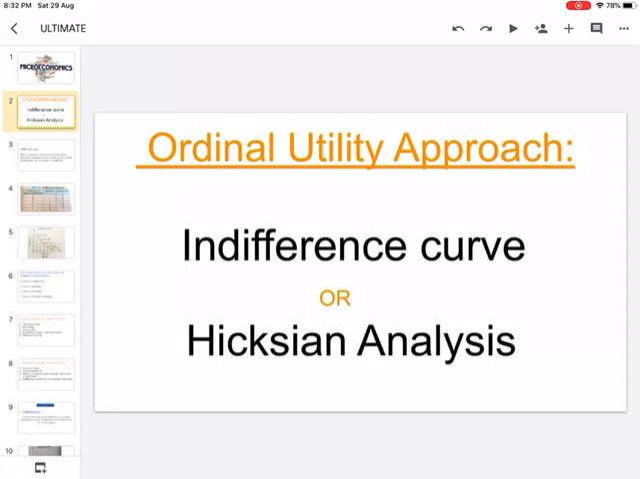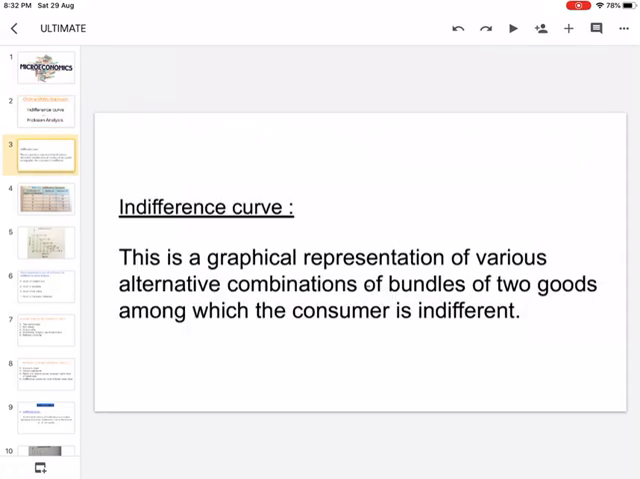Okay, so this is basically the ordinal utility approach to consumers' equilibrium, that is, looking at consumers' satisfaction in terms of ranking or preferences. And in the ordinal utility approach, the instrument that we use to arrive at consumers' equilibrium is known as the indifference curve. For the indifference curve, there is a definition which I have given here. Let me just read out the definition.